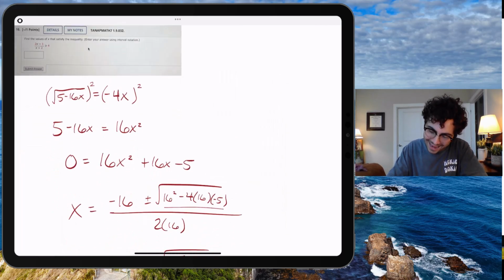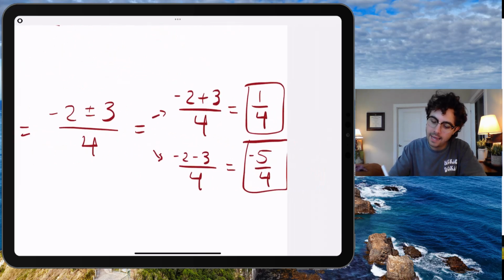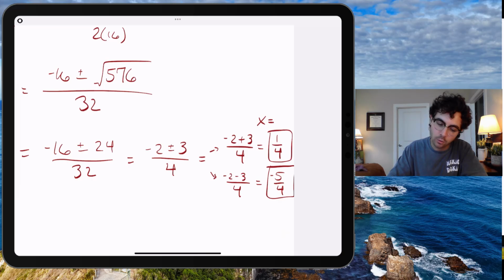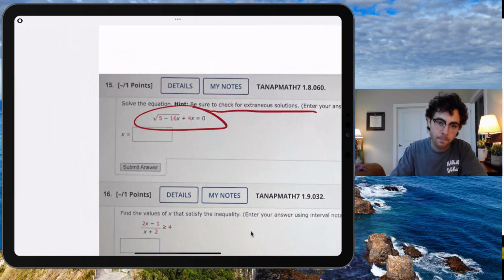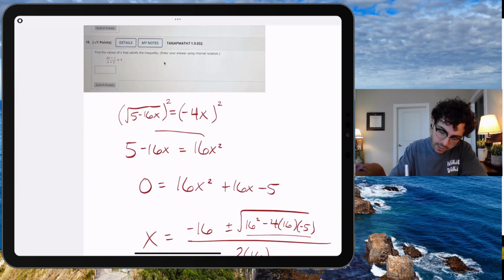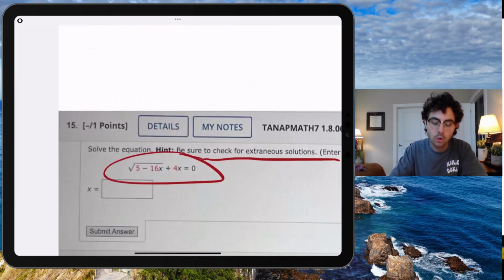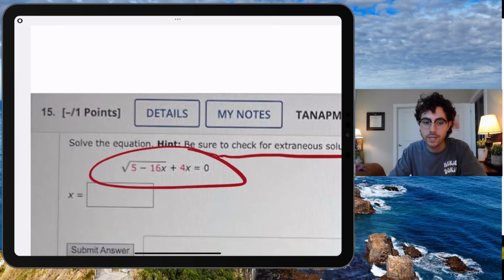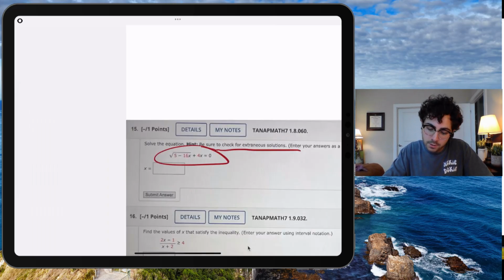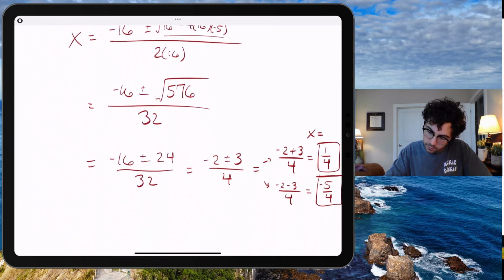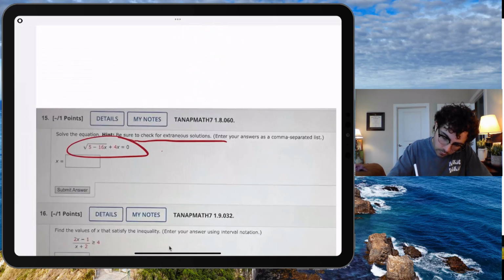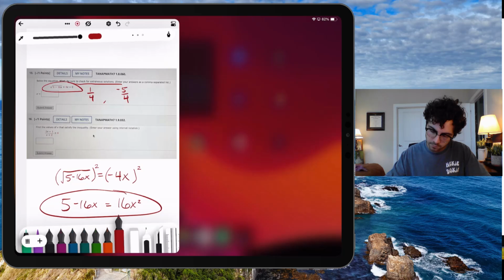So you have to check. You have to plug these in for x in the original equation. Not what we've squared, not this, but the original equation, to see if the original equation still holds true when you plug in those x's. Because to solve an equation, to find the solutions, means you plug them into that equation they're giving you, and it works out. So let me reiterate what we had. We had 1/4 and negative 5/4. Let's open up Desmos.